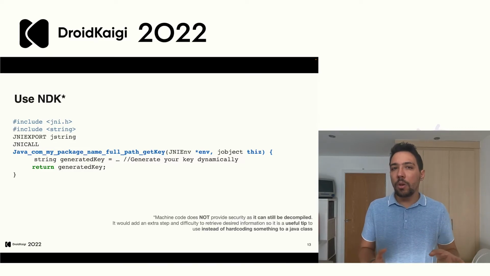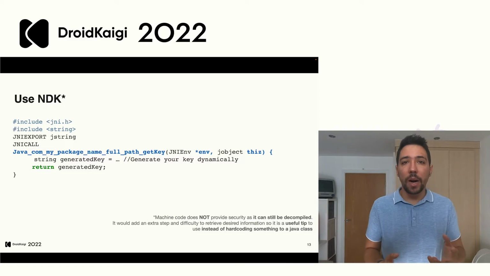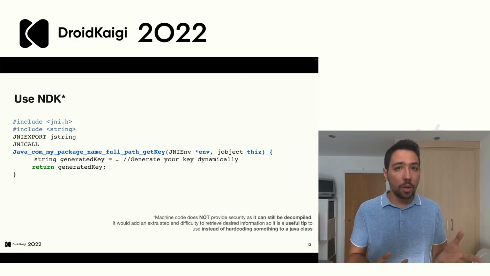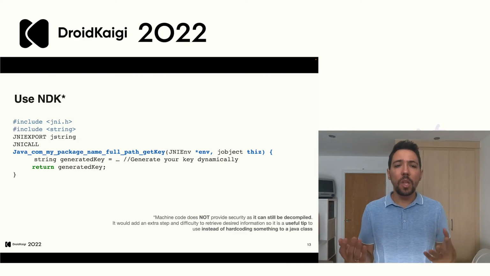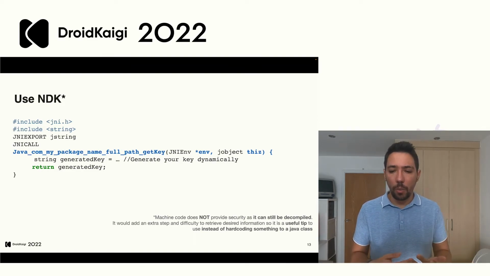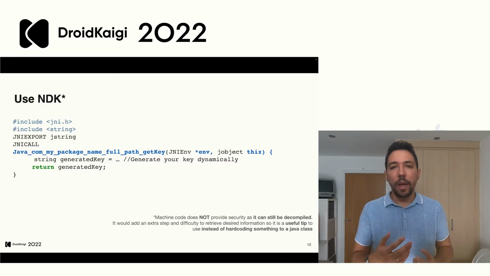Now, I'm not going to say that hard coding your key within the NDK is safe, because the NDK files can also be decompiled and can also be found out. But if you have to hard code something, it might be better to use the NDK, because it just adds an extra step into the whole process. And of course, it just adds a little bit more difficulty, and it's just a useful tip instead of just hard coding stuff into your Java files.